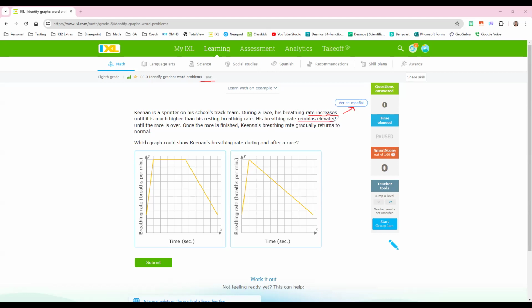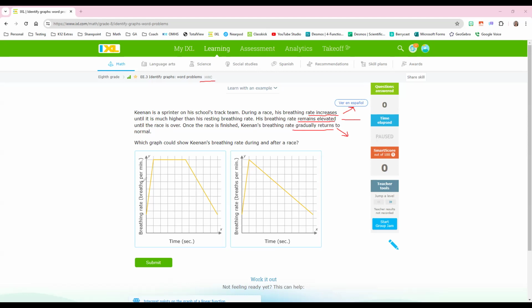and it remained elevated. So it stayed consistent for a while. So that would be kind of a flat line until the race is over. And then after the race finished, it gradually returns to normal. So that means I would have a decrease, but it wouldn't be crazy steep.